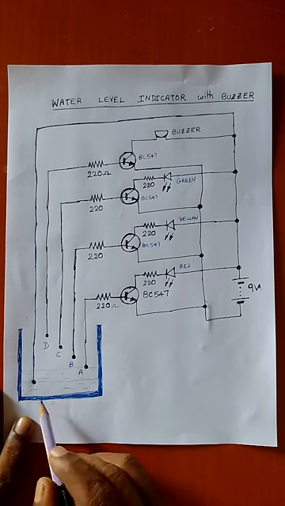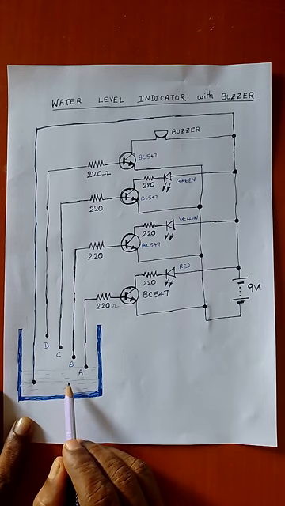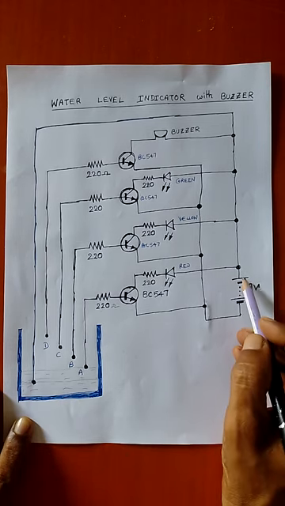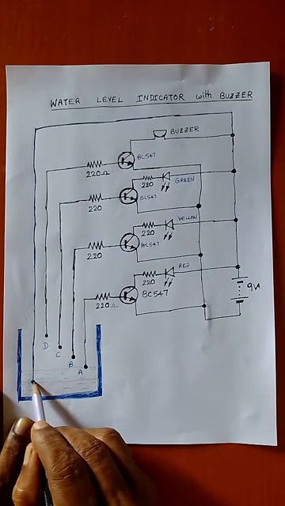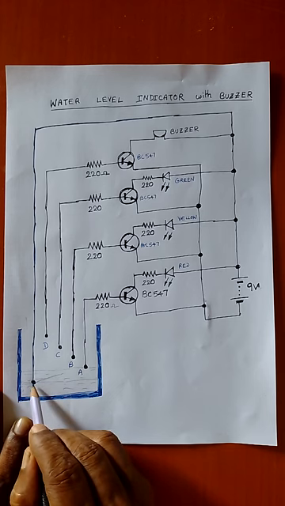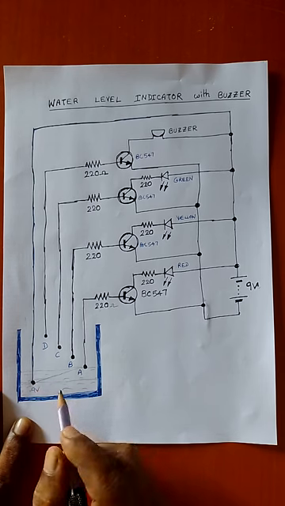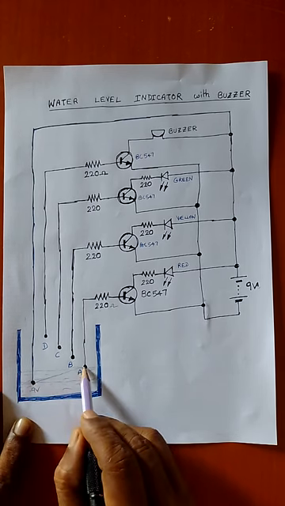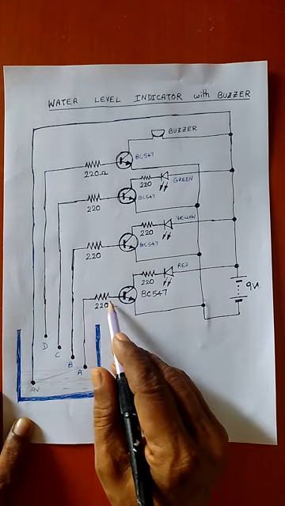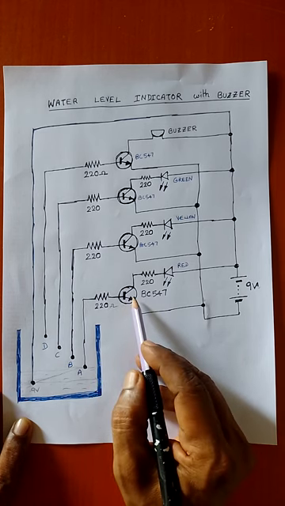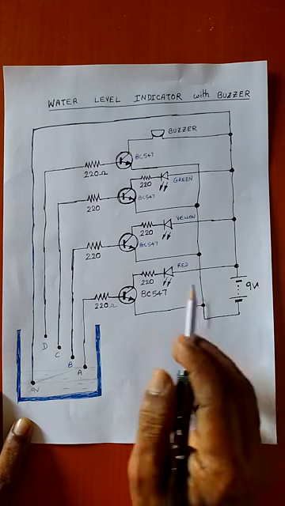So now what happens? When it starts touching point A, water, you all know that water is a good conductor. So the positive of the supply comes like this. The water acts as a conductor and it gives a connectivity between this point and this point. Actually, this point is at 9 volts now. So when these two points get connected and a current starts flowing, that current will flow through the base of the transistor, and the transistor goes into conduction and the red LED goes on.